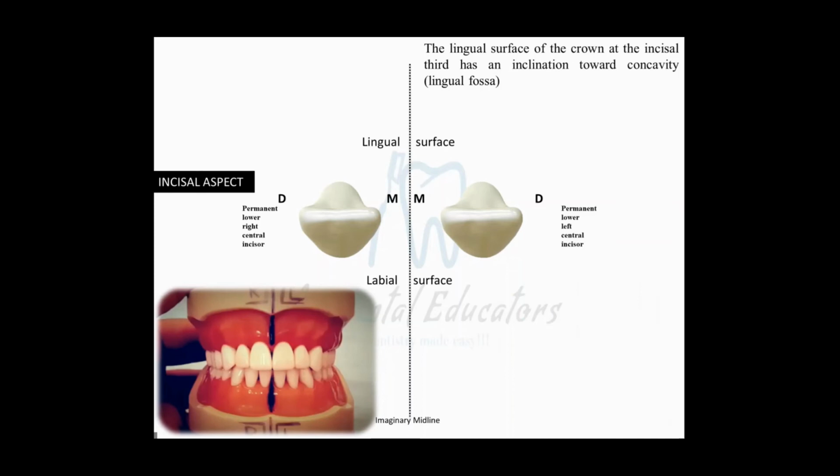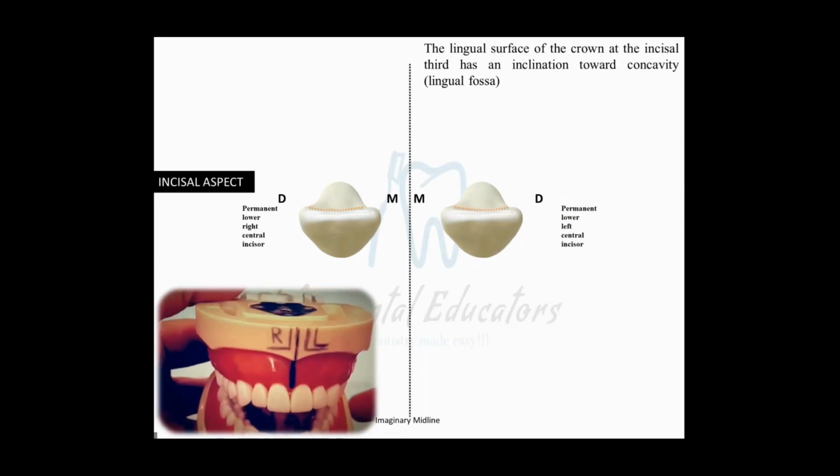Now on the incisal aspect, you see a further feature, that the lingual surface of the crown at the incisal third has some inclination towards the concavity, that is the lingual fossa. If we draw an imaginary line for it, a nice inclination can be observed, which shows a slight concavity for the formation of the lingual fossa on the lingual aspect of both permanent mandibular central incisors.